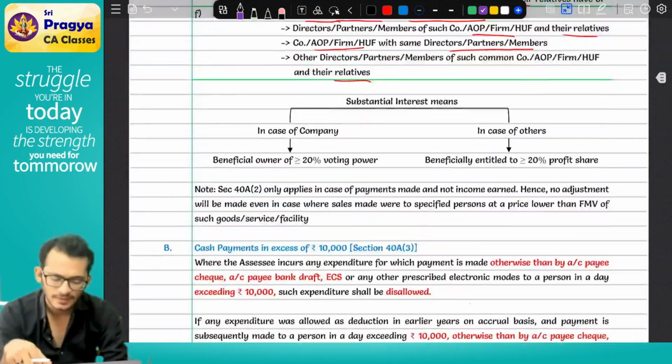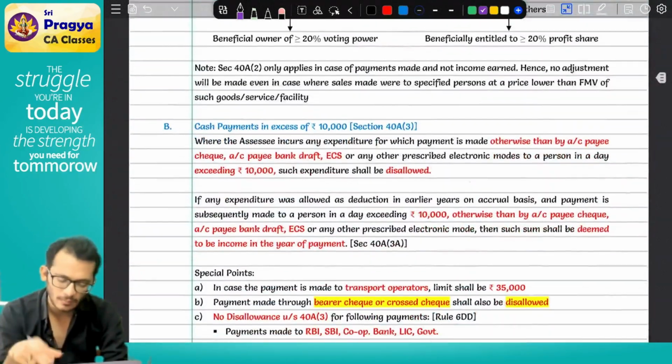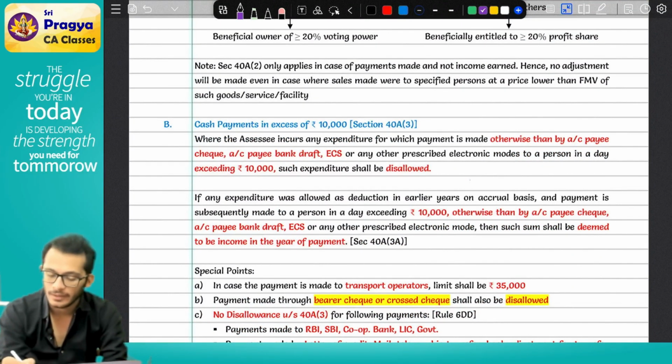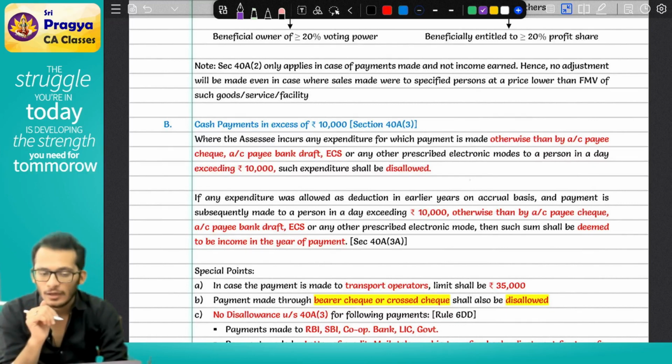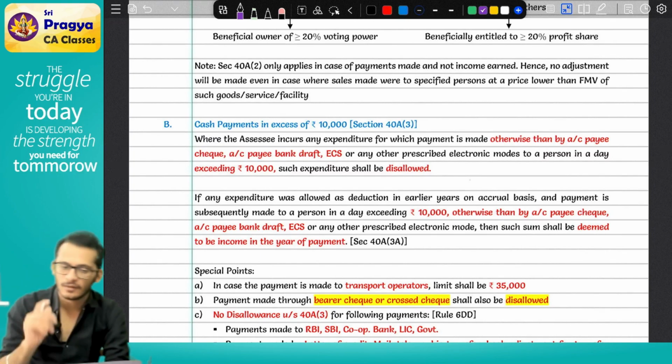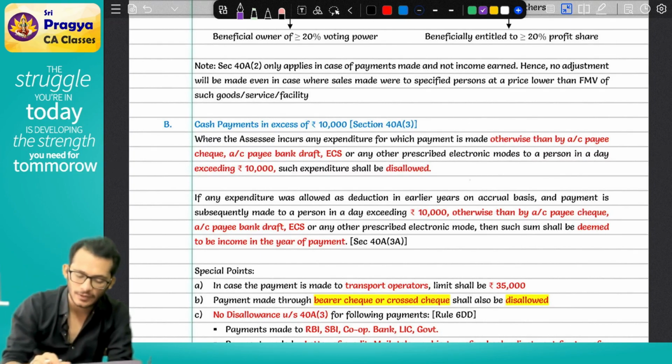Yes or no? Yes. So we already discussed what the relatives are. On the bottom we have given: 40A(2) only applies in case of payment made and not in case of income earned. Hence no adjustment will be made even in a case where the sales were made to specified persons at a price lower than the fair market value of such goods, services or facility.